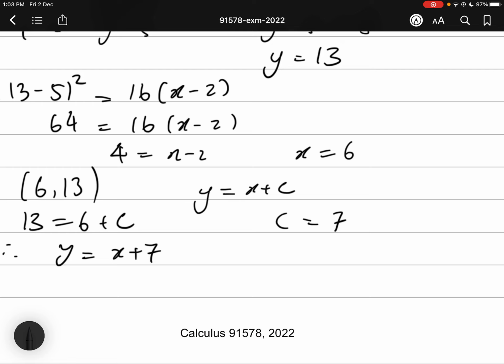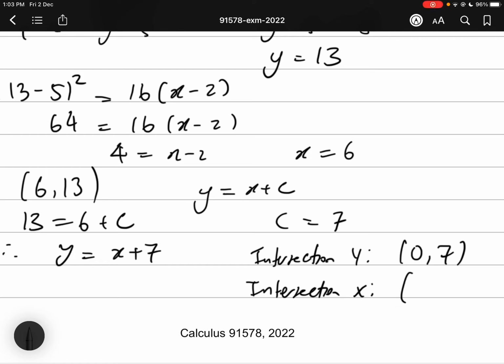In terms of intersecting with the y-axis, the intersection of the y-axis is when x equals 0. So let's find the intersection y. That will be y of 0, which is basically when x equals 0. So it's going to be 0, 7. The intersection with x is when y equals 0. So we substitute y equals 0. If y equals 0, then 0 equals x plus 7. So x equals negative 7. So the intersection with x is negative 7, 0.